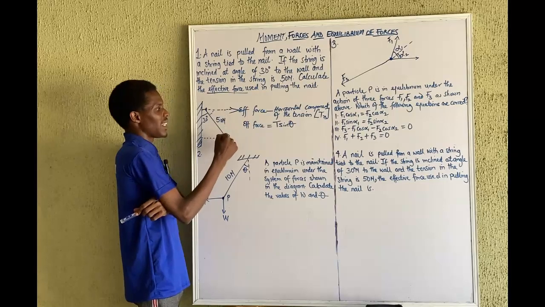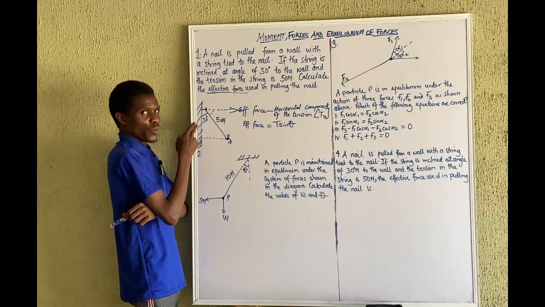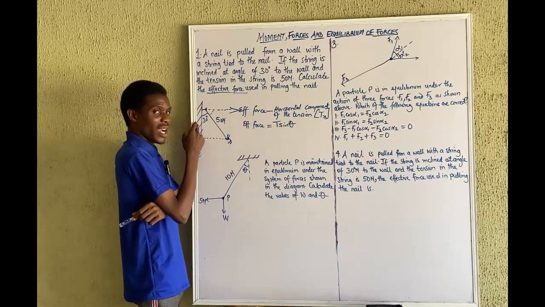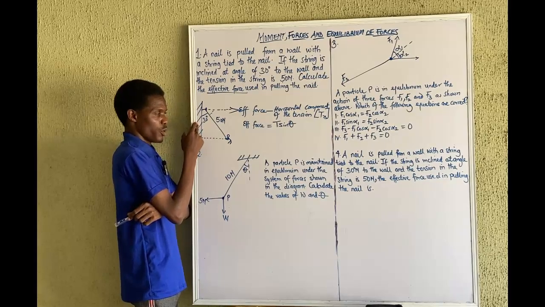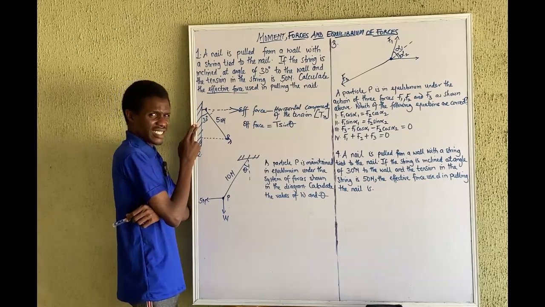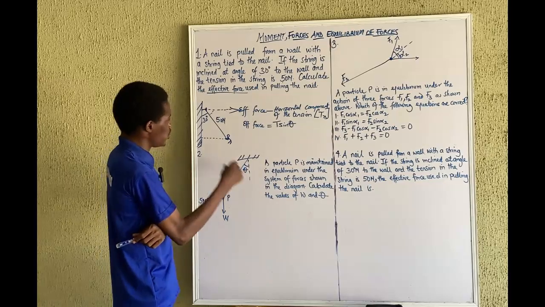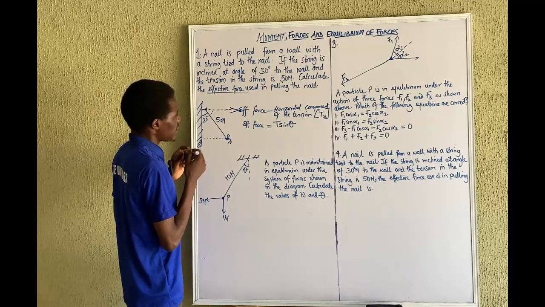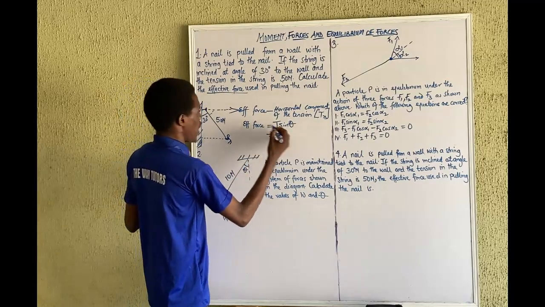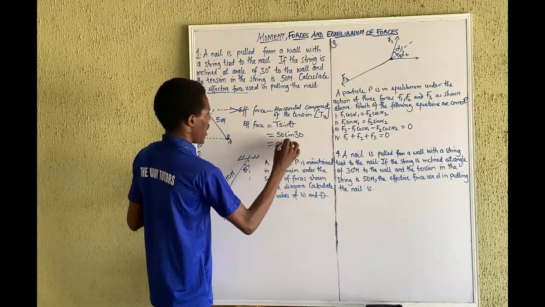It simply means that this other side will now be no longer adjacent, but opposite. Do you understand? So that means that for me to get this, all I need to do is 50 sine 30, which is 25 Newton.